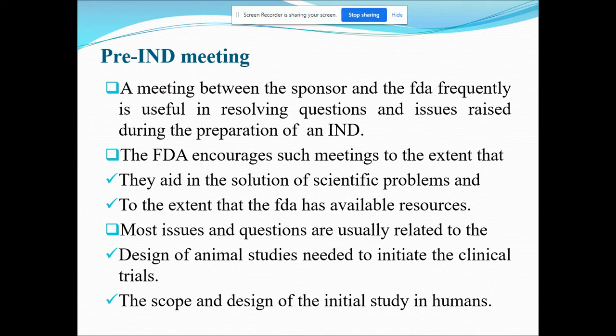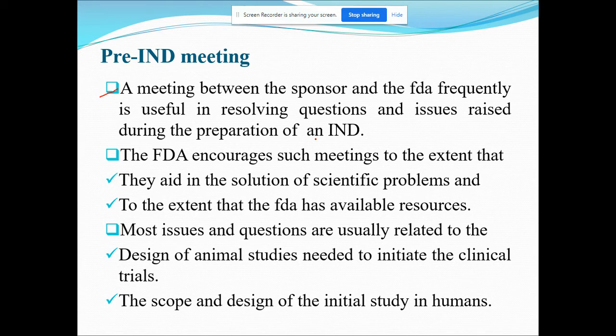पहिलं, a meeting between the sponsor and the FDA. Sorry, here FDA is written in small case. A meeting between the sponsor and the FDA frequently is useful in resolving the questions and the issues raised during the preparation of an IND. ही प्री IND मीटिंग कशासाठी ऑर्गनाईज केली जाते? A pre-IND meeting is in between the sponsor, or the applicant, and the FDA, which is useful in resolving the questions and the issues which arise during the preparation of IND.